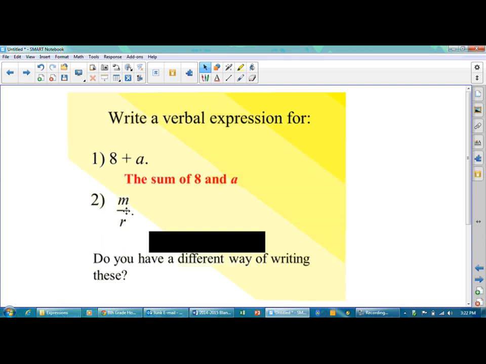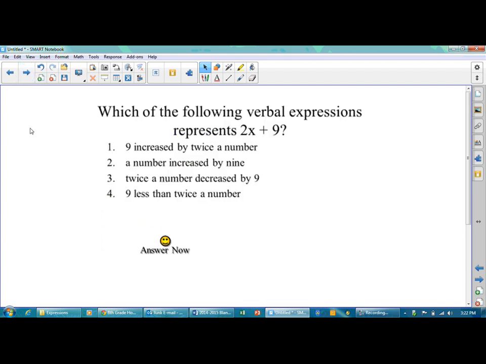Okay. M over r. The ratio of m to r. M divided by r. The quotient of m and r. These are all different ways of writing those two expressions. So, which of the following verbal expressions represents 2x plus 9? Why don't you give it a shot?